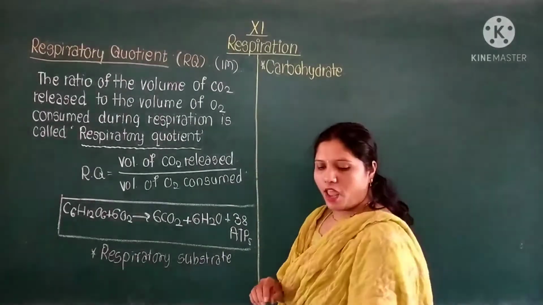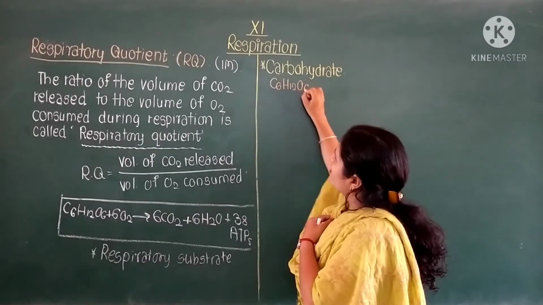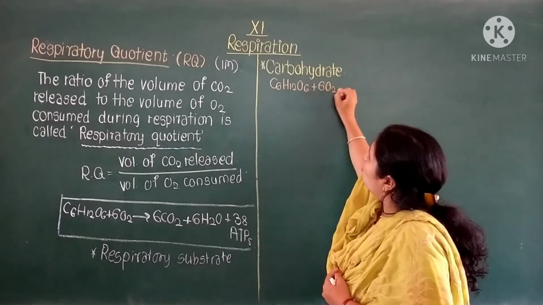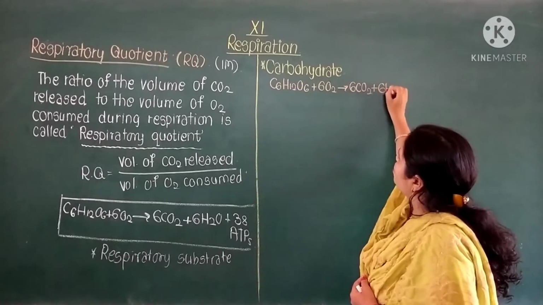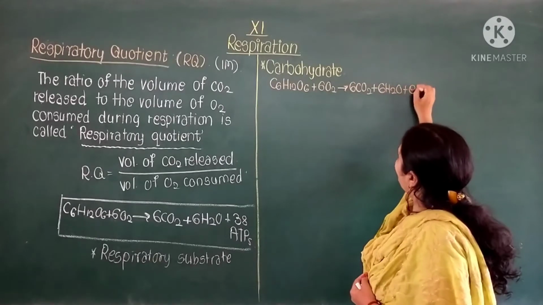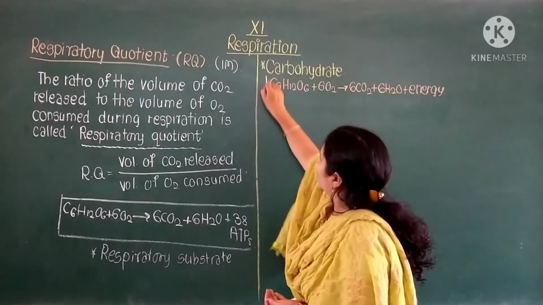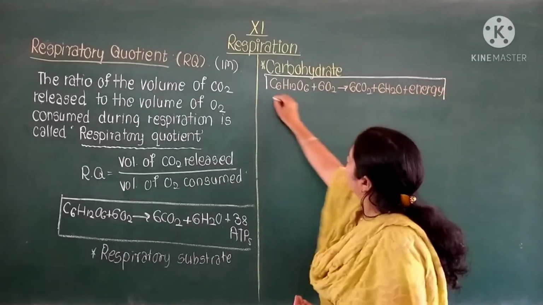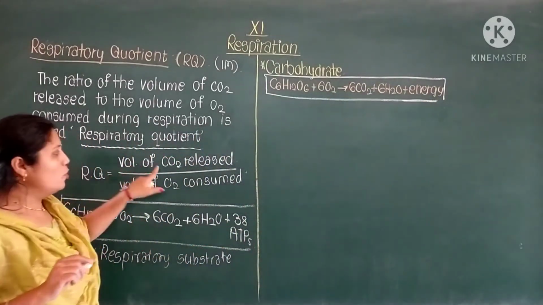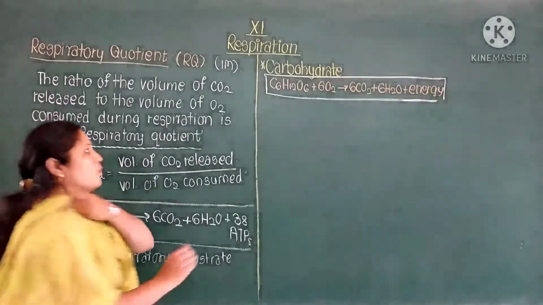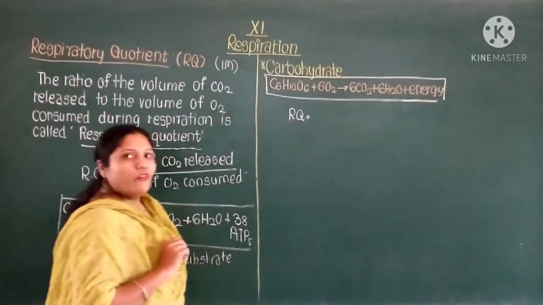Now I will show you the first reaction. C6H12O6 plus 6O2 forms 6CO2 plus 6H2O plus energy. Now we will calculate. On the basis of this equation, we calculate the volume of CO2 released and the volume of oxygen consumed. Let's see about this RQ. How much is the volume of carbon dioxide released?